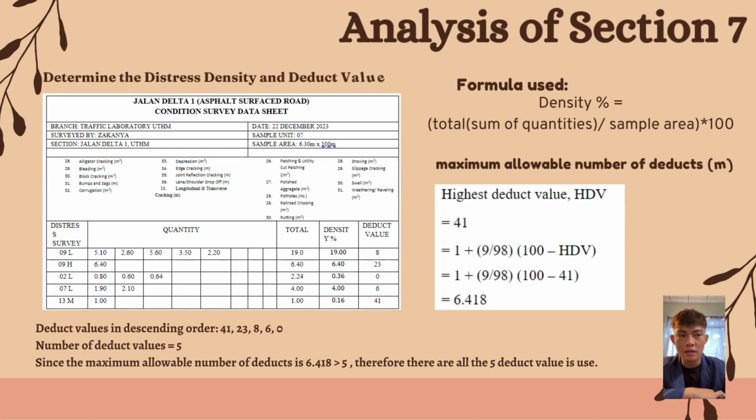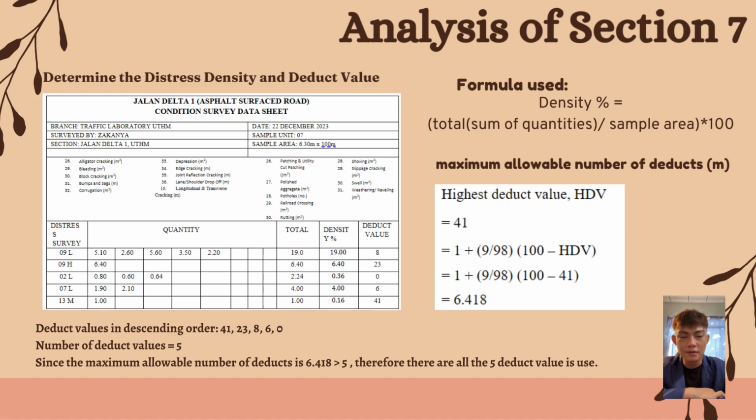Now we do analysis of section 7. Same as the steps previously, we determine the distress density and deduct value first. So we plot the table and insert the values in the table. There are 5 columns. We can get the deduct value. The highest deduct value is 41. So we apply the highest deduct value, HDV, in the equations below.